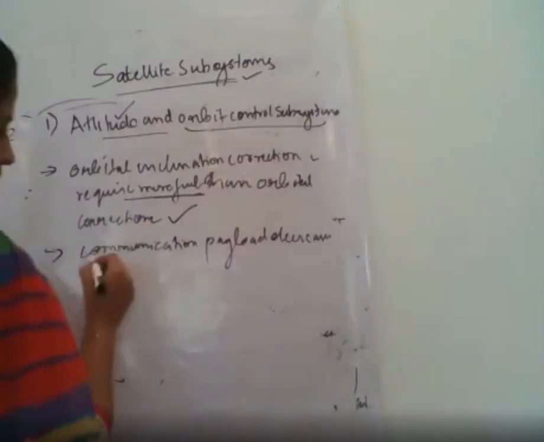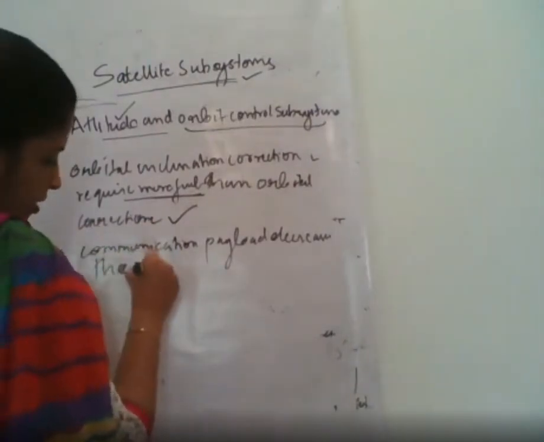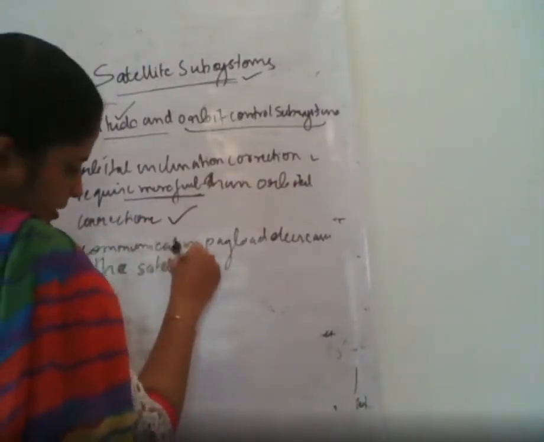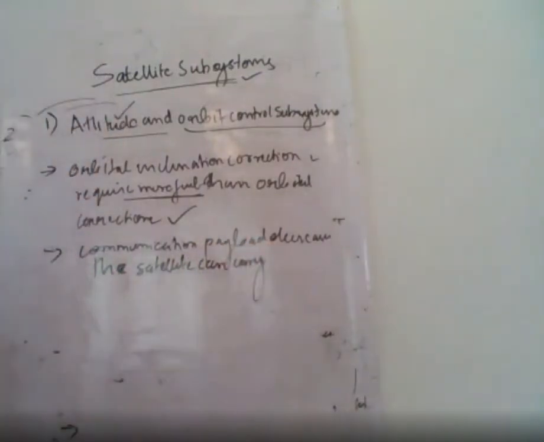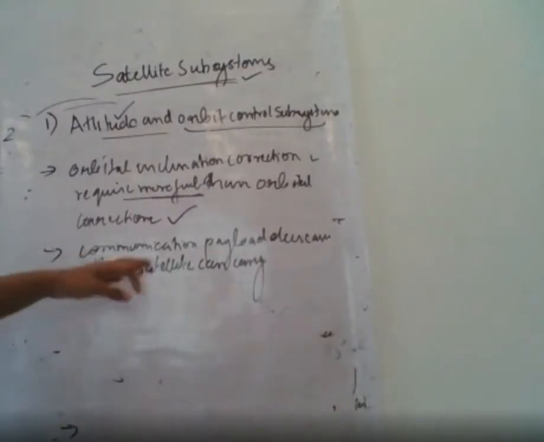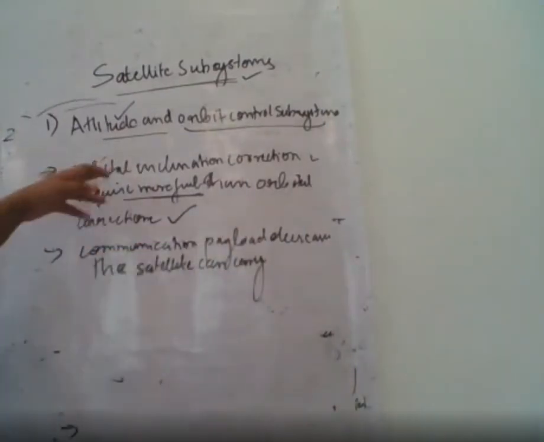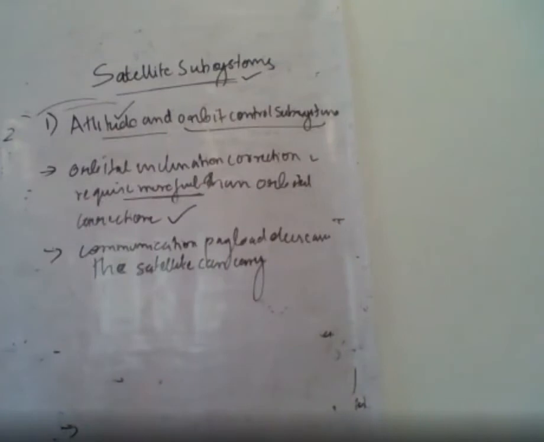The communication payload the satellite can carry also reduces depending upon the orbital inclination correction.